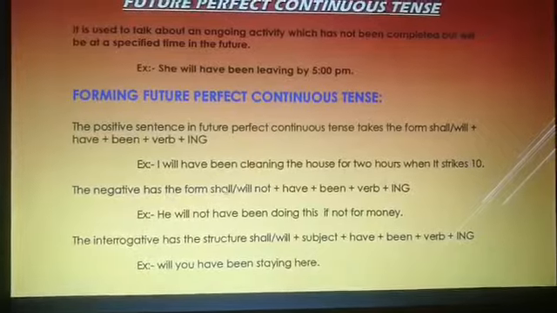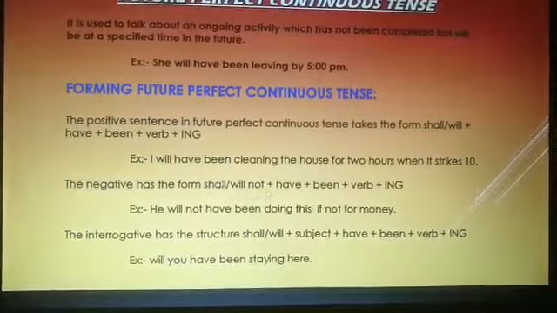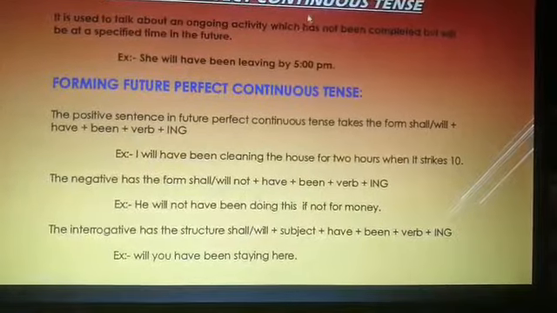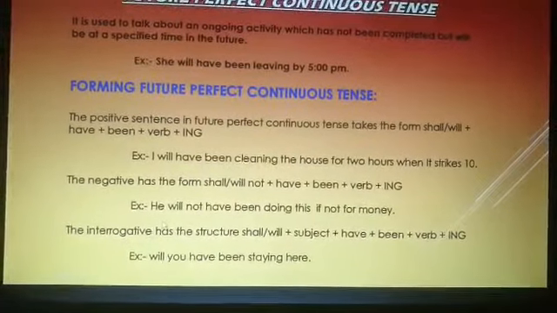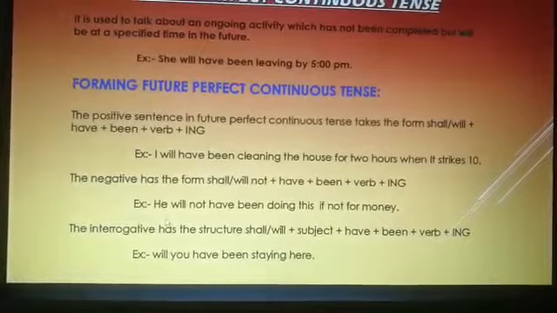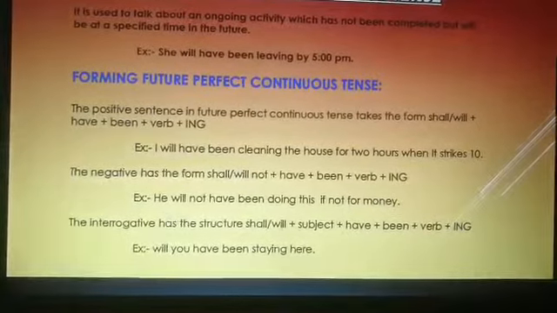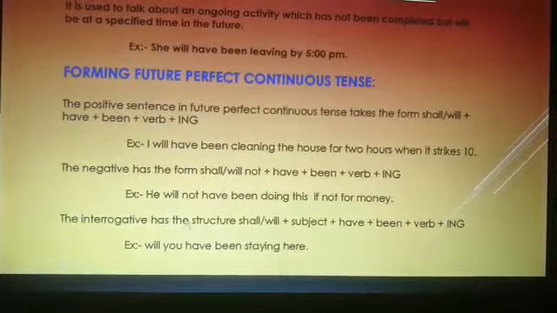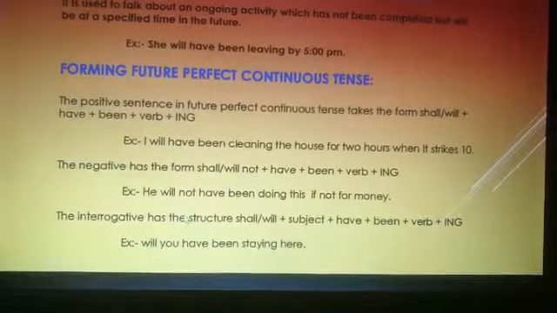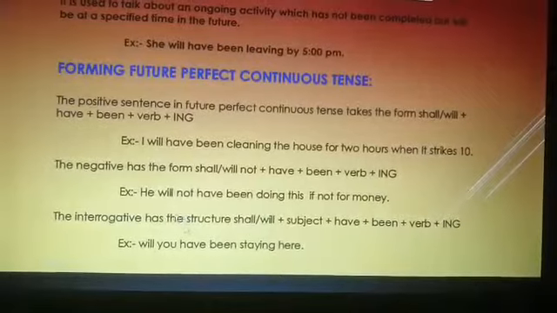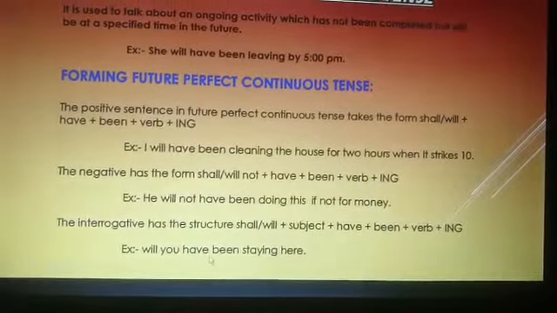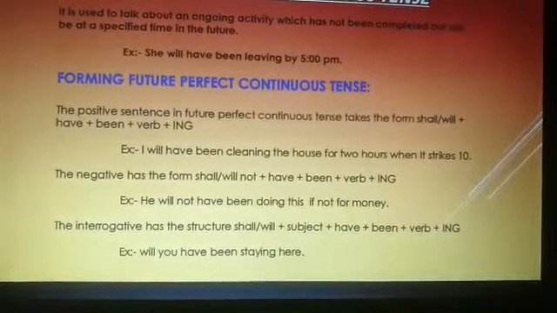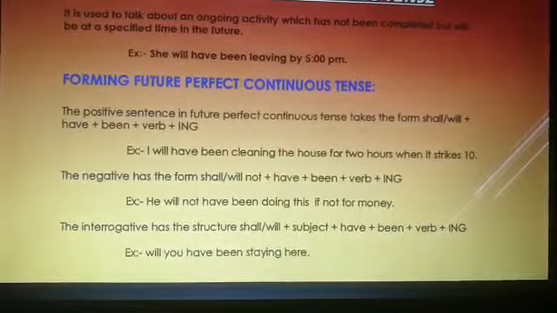The negative has the form shall or will plus not plus have plus been plus verb plus the ing form. Like for example, he will not have been doing this if not for money. And the interrogative has the structure shall or will plus the subject plus have plus been plus verb plus ing. Will you have been staying here? Here it will be a question mark. Interrogative sentences always take a question mark.